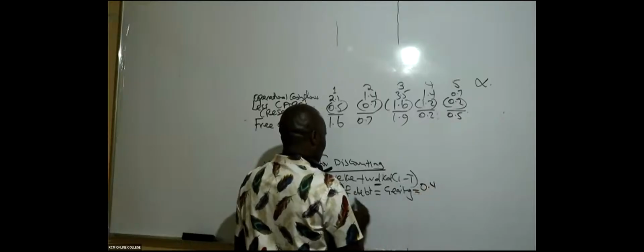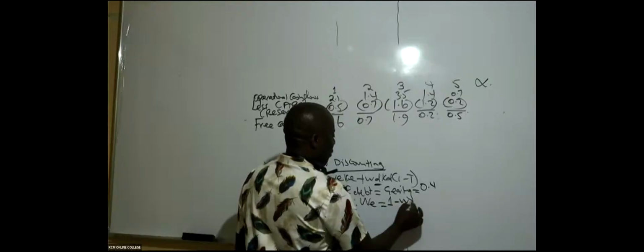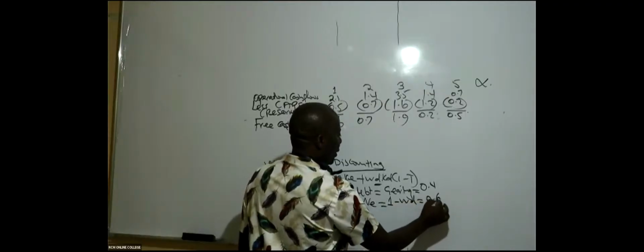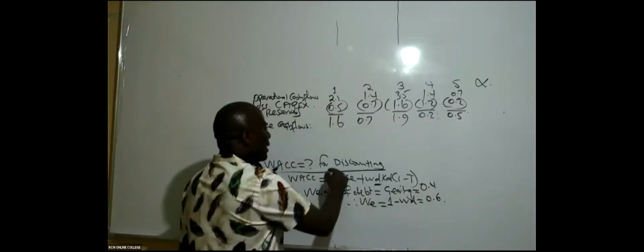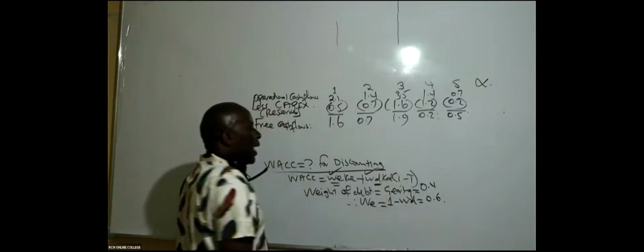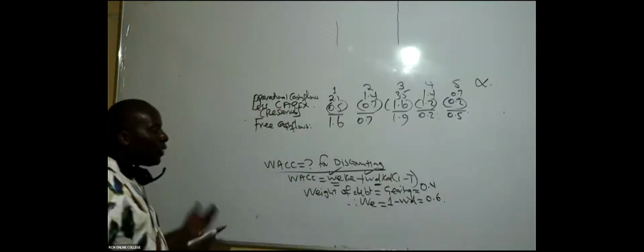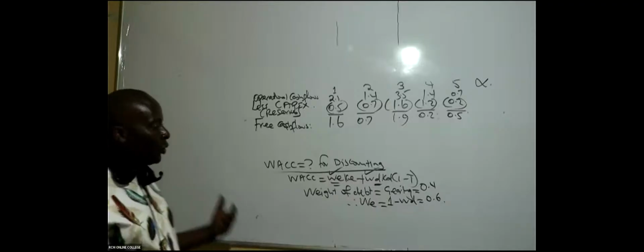So they've given me weight of debt is 0.4. Then what do you think will be the weight of equity? It will be 1 minus weight of debt, so it will be 0.6. So at least these two, weight of equity and weight of debt, I've taken care of.